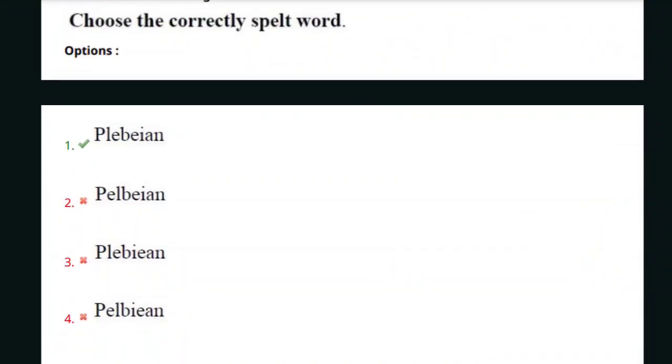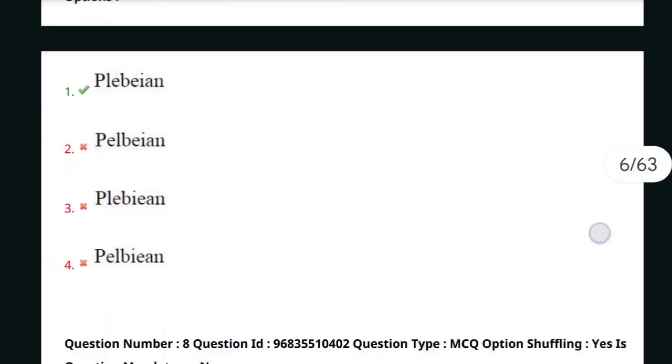Again the question is on spellings. Choose the correctly spelled word. Here we have 4 options, and the correct answer is the first option, plebeian. Plebeian is an adjective which means belonging to a low social class, and this word refers to common people to show the difference between rich people and the common people. Especially it is used for the lower class people. It is an adjective, plebeian. Let's move to another question.